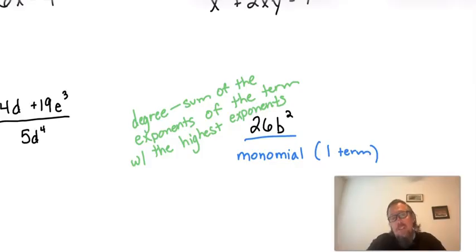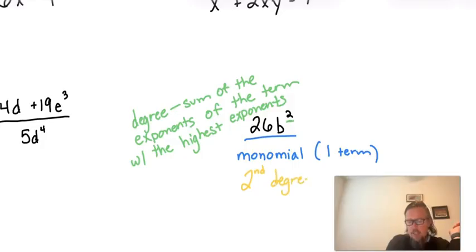So in a monomial, that's really easy because we only have one term. This is 26b to the squared, or 26b squared, is just one term. So let's add up the exponents here on all of our variables. We've got b squared. So we would refer to this polynomial as being a second degree, or degree 2. So the full name of this kind of polynomial, if we wanted to name him, we would call him a second degree monomial.